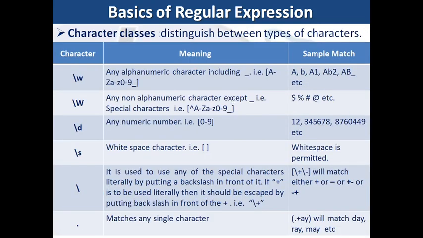Next is character class. It distinguishes between types of characters. \w means any alphanumeric character including underscore, that is from uppercase A to uppercase Z, lowercase a to lowercase z, 0 to 9 in numbers, and underscore. So a sample match is any character within this range. Let us check it on the browser.